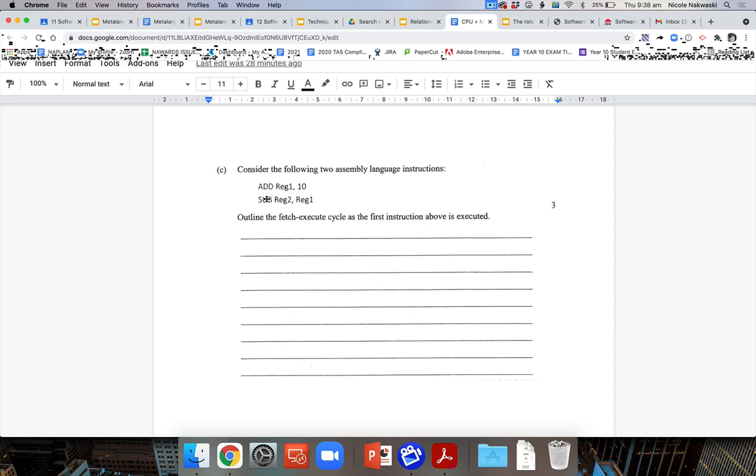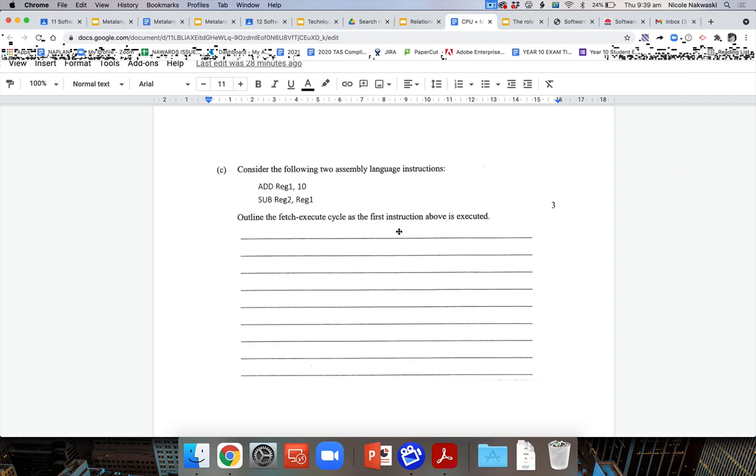The control unit decodes this add reg1, 10, and the operands are loaded from memory into registers. So in this case, this is then decoded, and then it's executed by the ALU, and the results are stored in the accumulator.